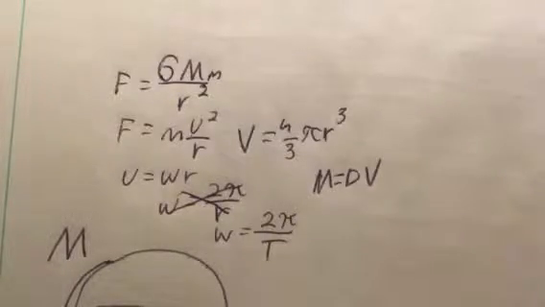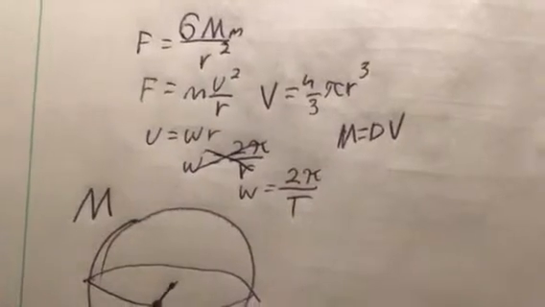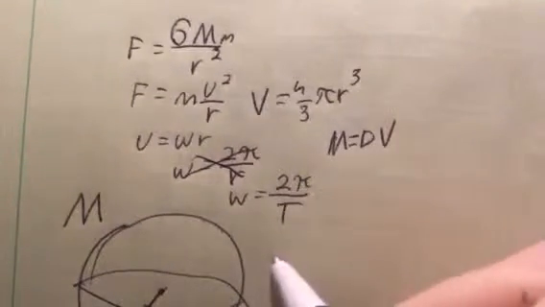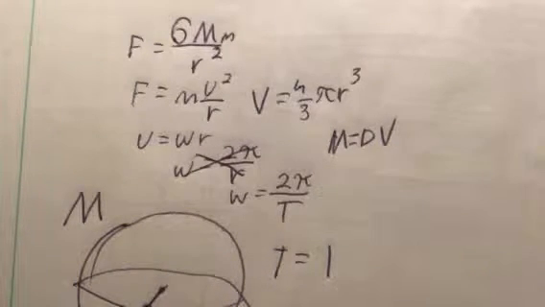So today we have a particularly challenging problem. A neutron star has an orbital period of 1 second. So t equals 1. Calculate its density.